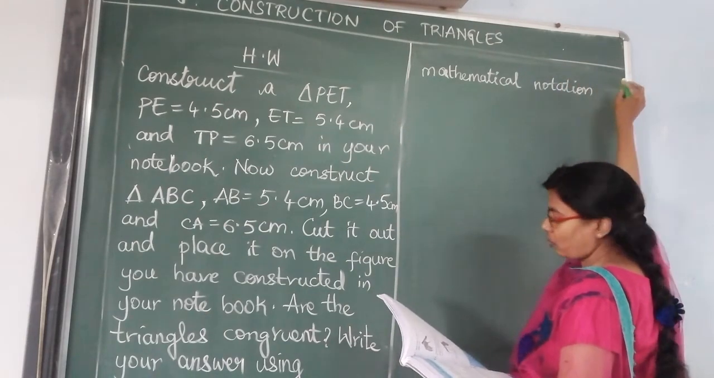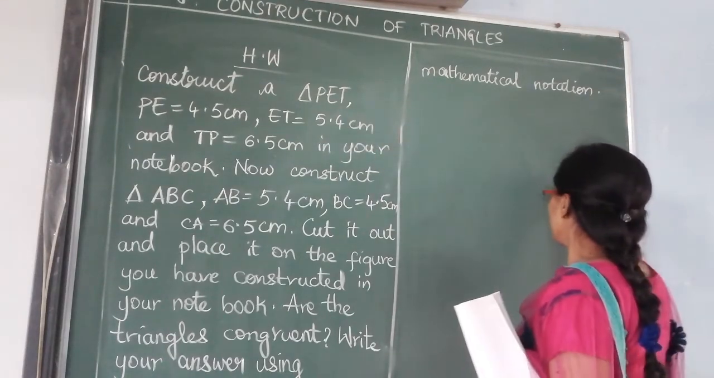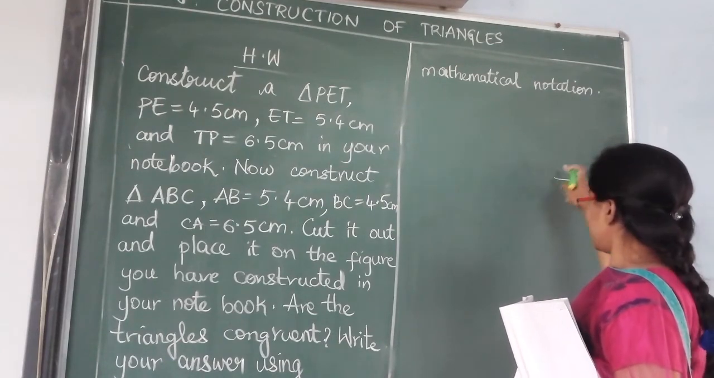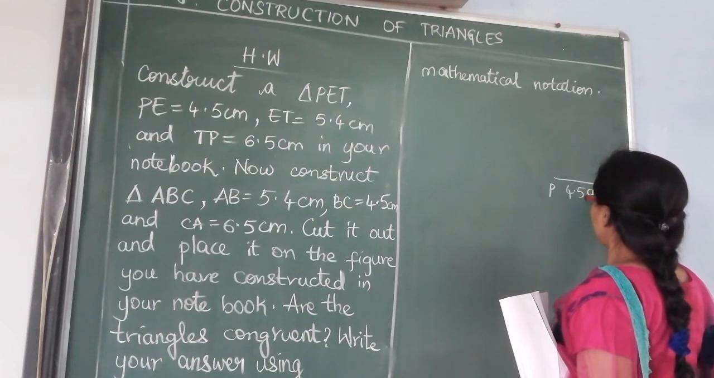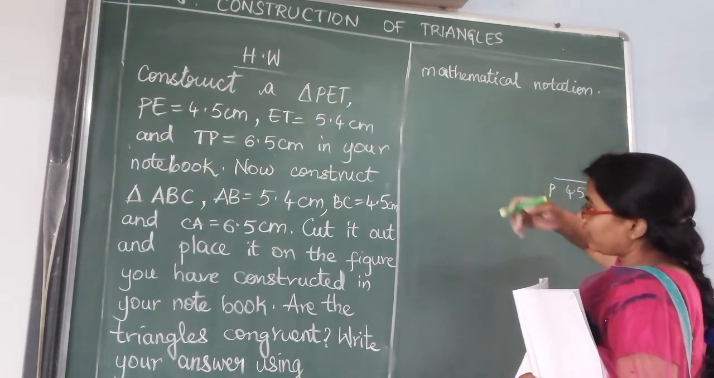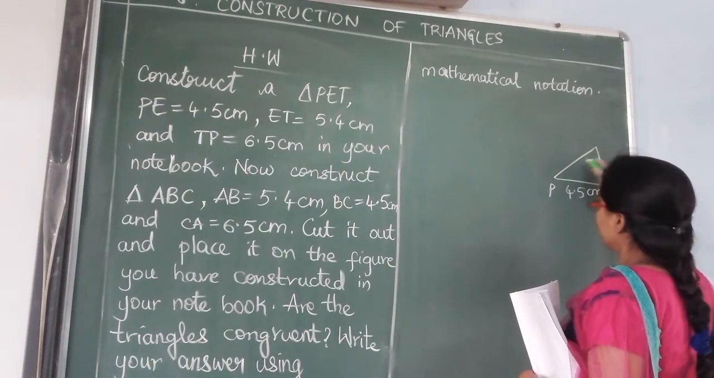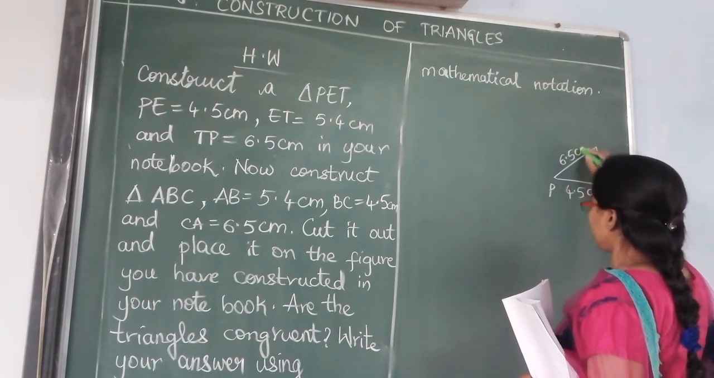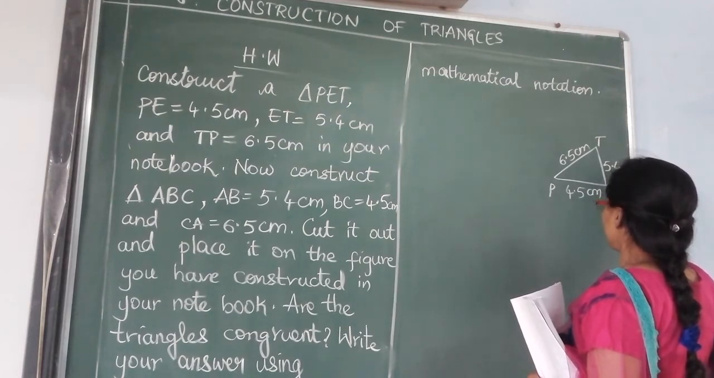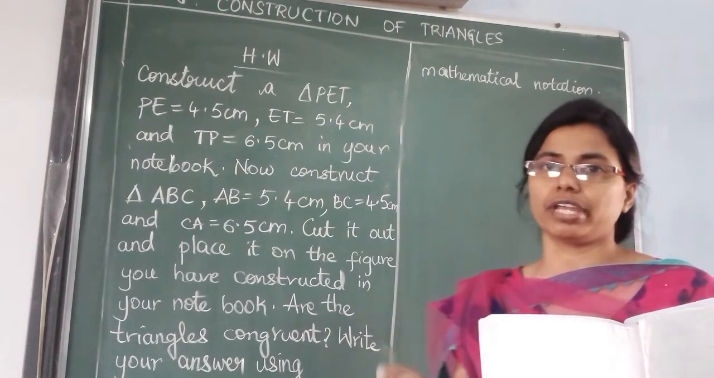Okay, this is the question given. So initially you have to draw the rough figure. PE is 4.5 centimeters. This is PE and ET is 4.5, and the other one is 6.5. So this will be longer and this will be shorter. This is 6.5 centimeters. This is T and this is 5.4 centimeters. This is the approximate shape of the triangle that you are going to get.